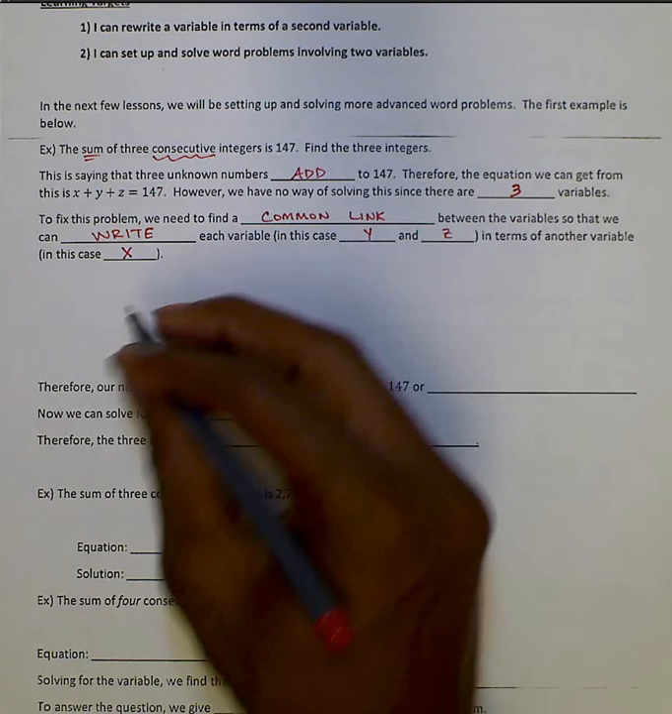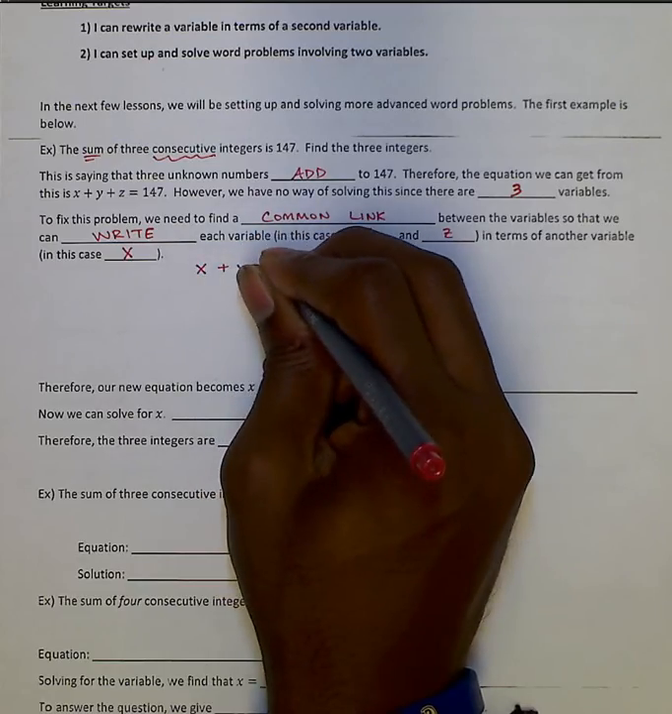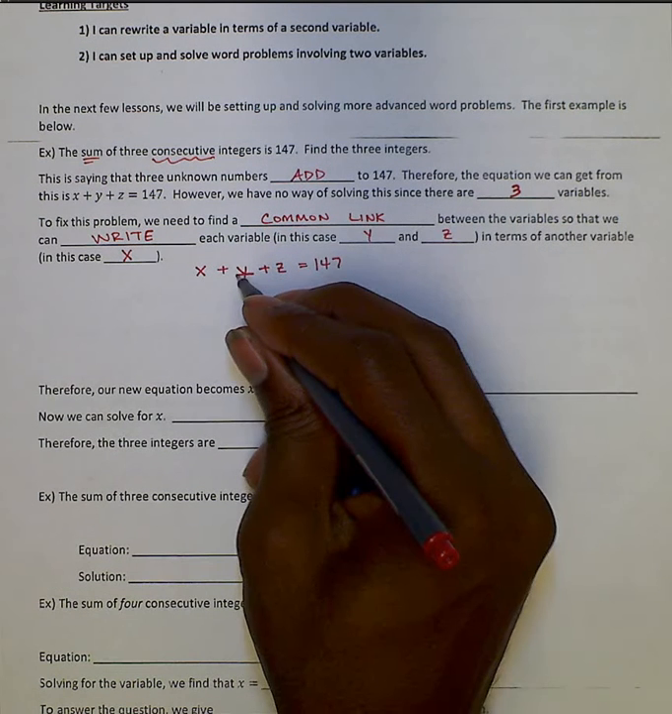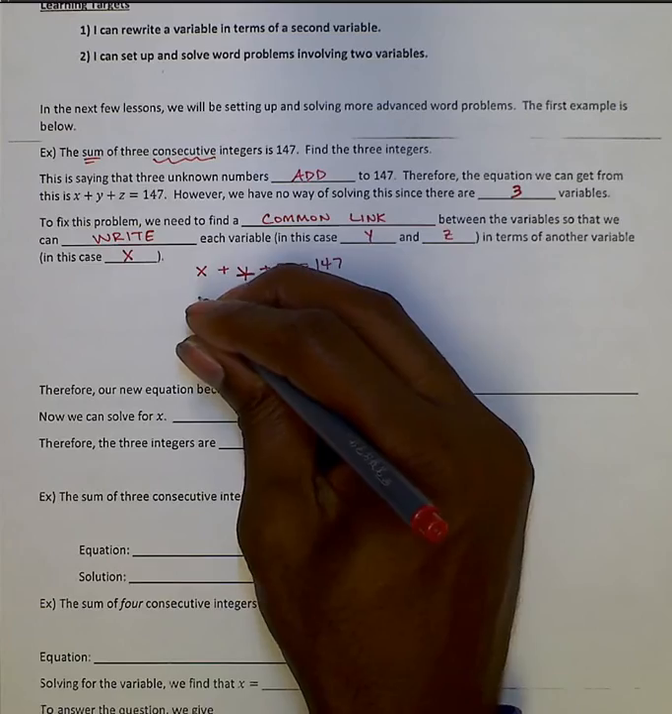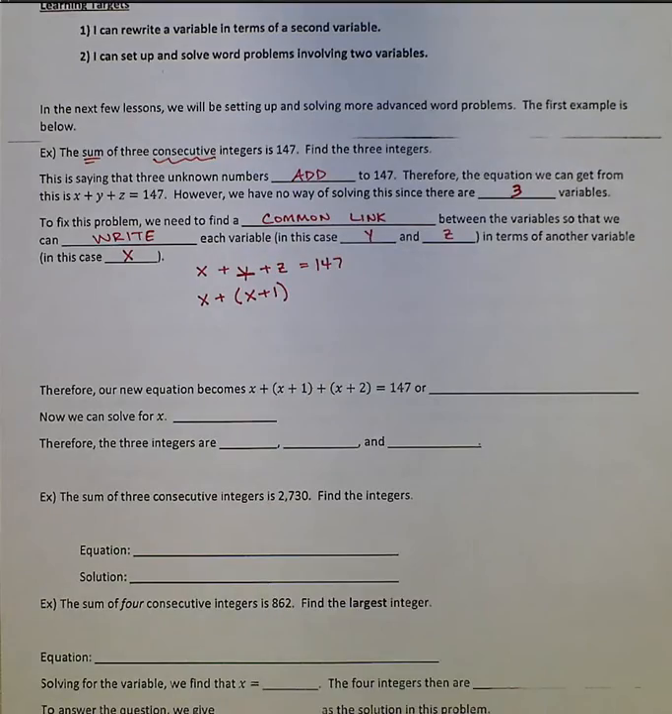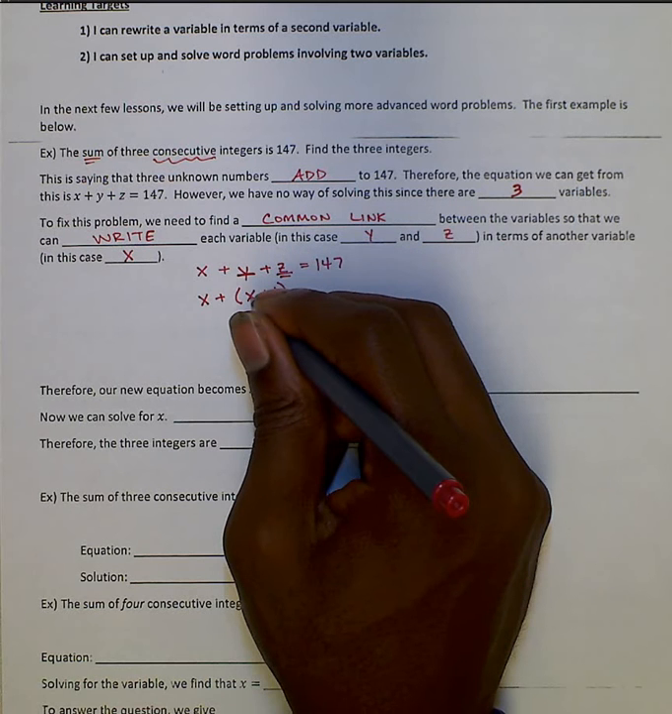So even though I wrote it initially as x plus y plus z equals 147, I know that they're consecutive. So if I think of y, how should y relate to x? Well, it's the number after x. Is there a way I can rewrite y so that I don't have to use a different variable? Yeah, since it's the number after x, it's x plus 1. Right? It's the number after x, so x plus 1. That makes sense. Okay, z can also be written in terms of x because it's the number after x.